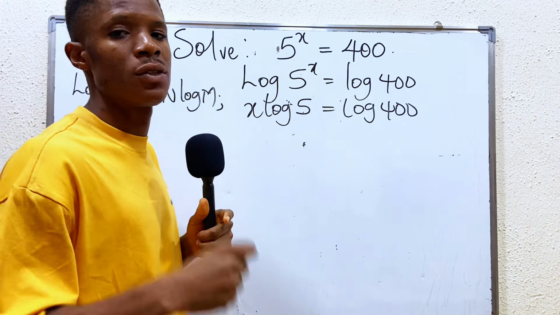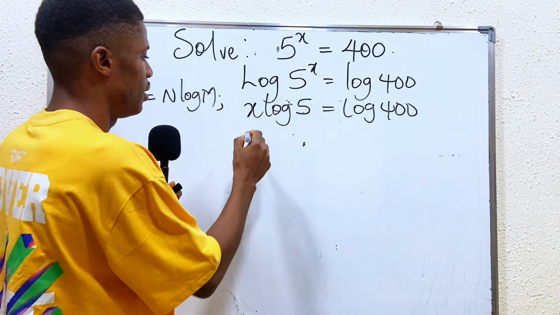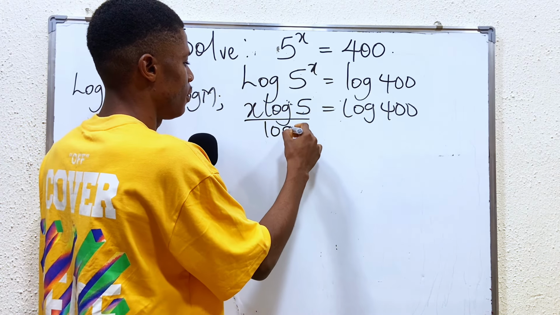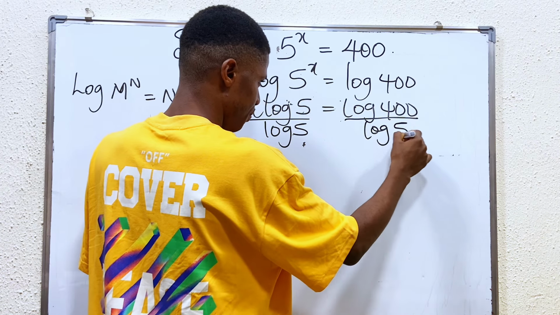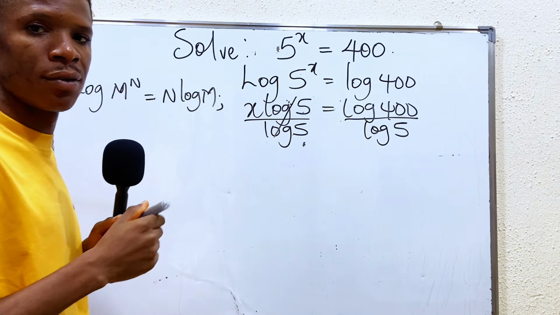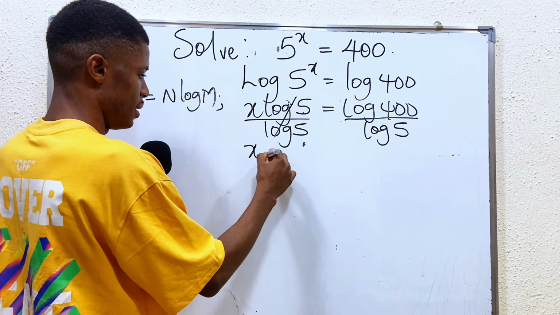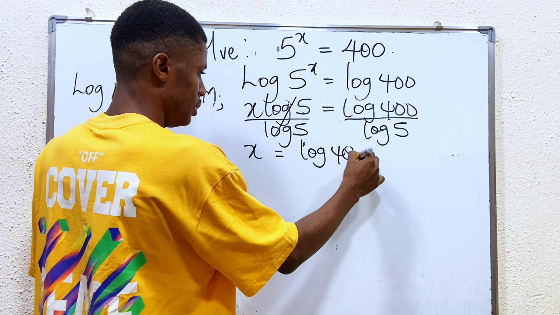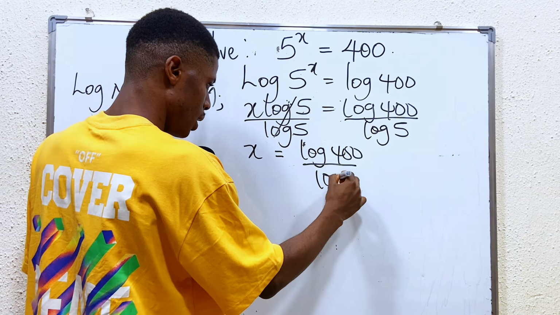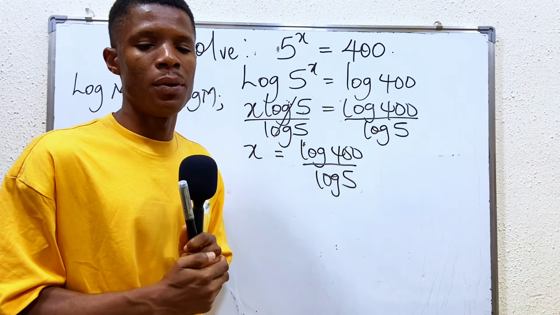The next thing we have to do here is just to divide through by log 5. If you divide the left hand side by log 5, you have to divide this side by log 5. Then log 5 will cancel out log 5. We are left that x is now equal to log 400 over log 5. We need to simplify this properly.